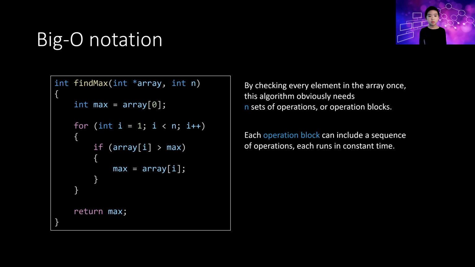Now we know how to only keep track of the most dominant term. But how do we represent it mathematically? Here we introduce the big O notation. Let's look at an example. How do we find the maximum value from an int array? Here, this function passes in the array as a pointer and the size of it.